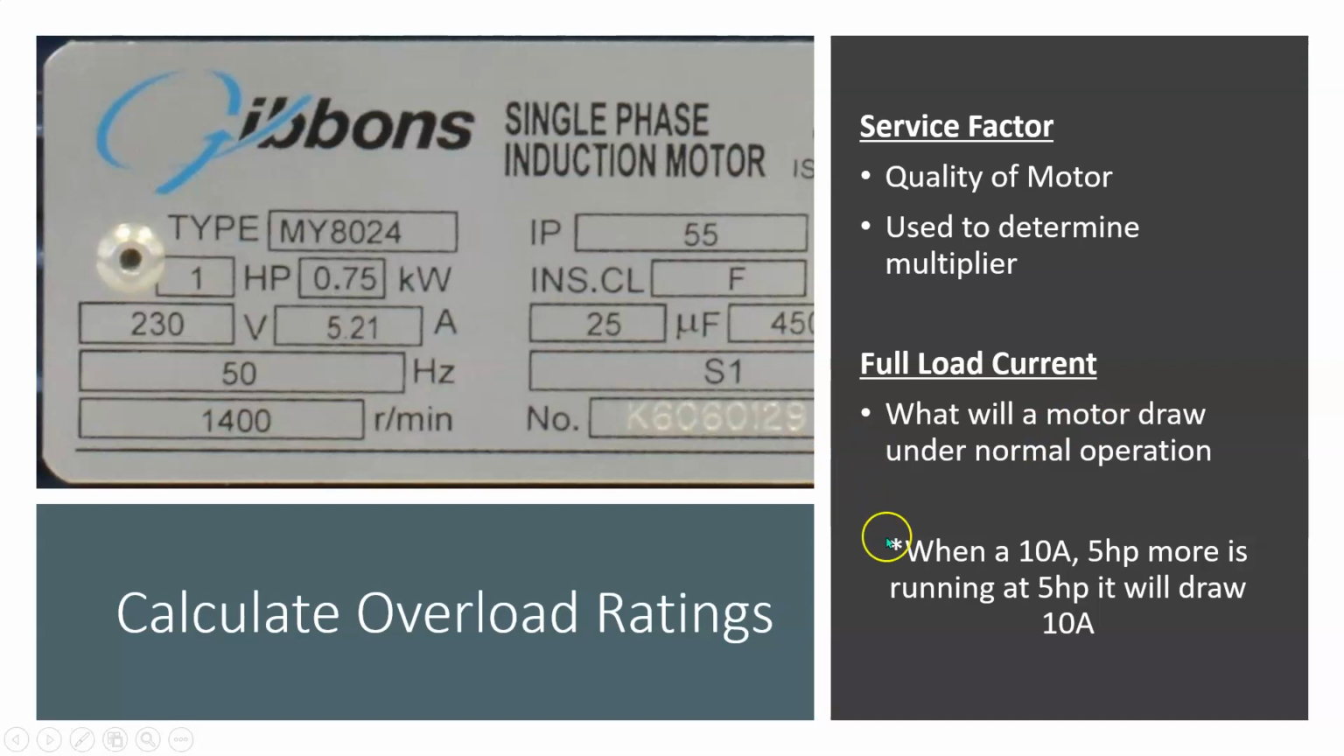All right, so going back to Ohm's law and all the power formulas, it says when a 10 amp 5 horsepower motor is running at 5 horsepower, it will draw 10 amps. So when it's running at 5 horsepower, it's going to be drawing 10 amps. If it's running at 4 horsepower, well, it's not going to be drawing 10 amps. It's going to be drawing something smaller.